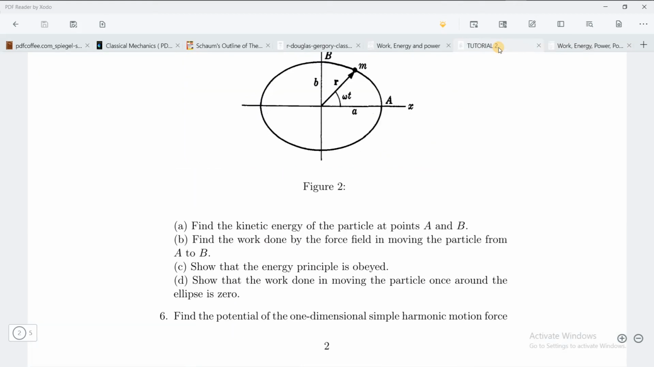Now let's look at the next part. It is just showing that the work done in moving the particle once around the circle and once around the ellipse is 0. That's what they want us to show. Show that the work done in moving the particle once around the ellipse is 0.